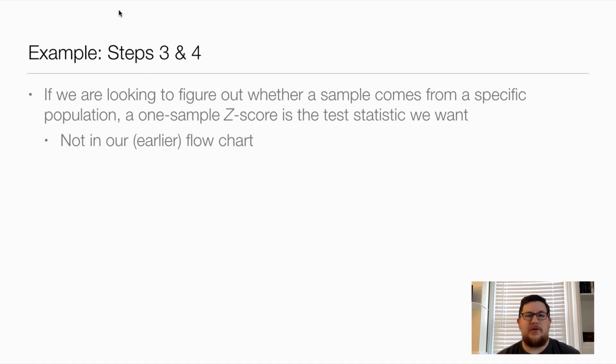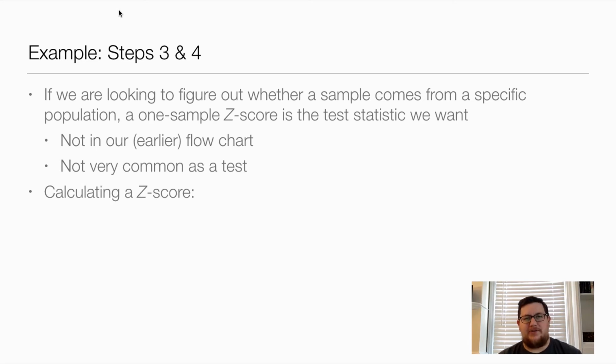That's straightforward. Now, importantly, this is not in that flow chart from the last set of slides. And importantly, it's because it's really not that common in political science. We use z-scores in a variety of contexts, but not this one sample z-score.